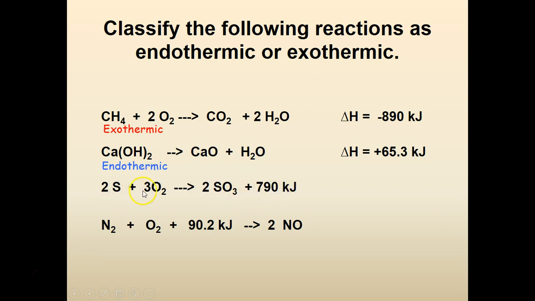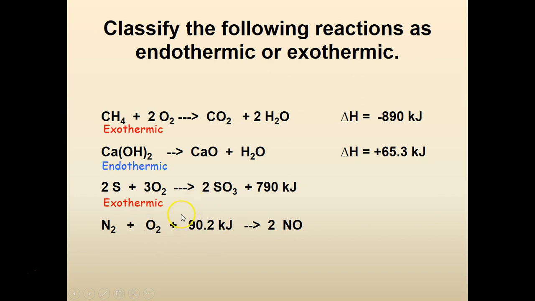So notice in the third example, we have our two reactants, sulfur and oxygen, and we're producing sulfur trioxide plus heat. In this reaction, we're producing heat. So you have to think about the definitions. Which definition means to produce or to release heat? That would be exothermic.